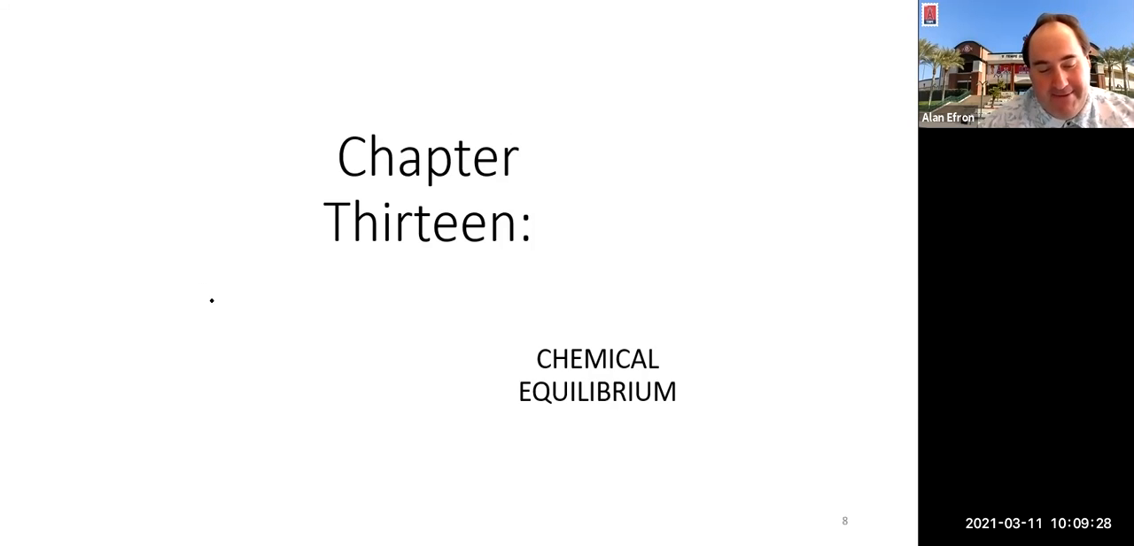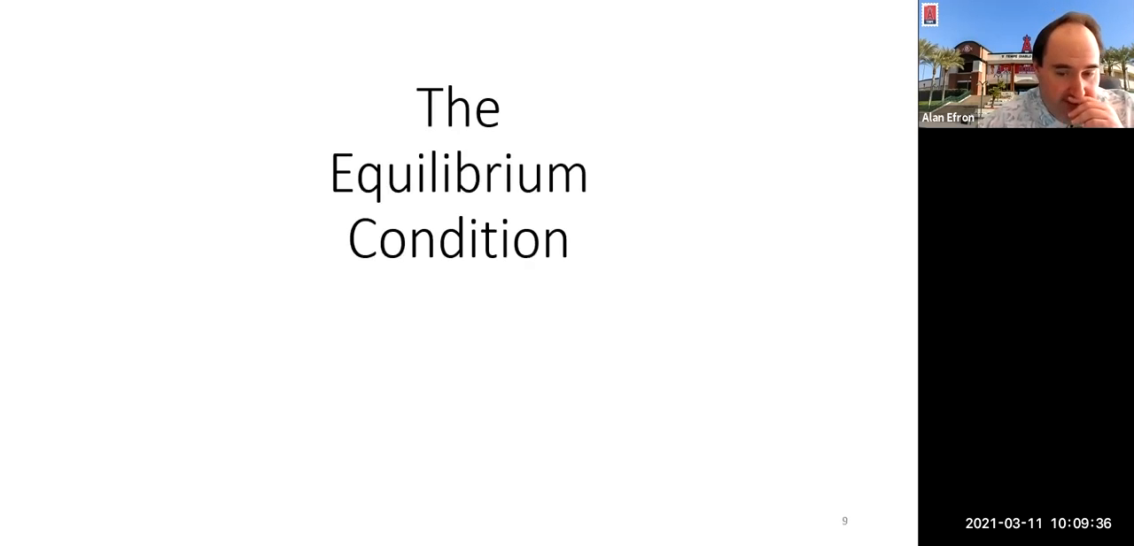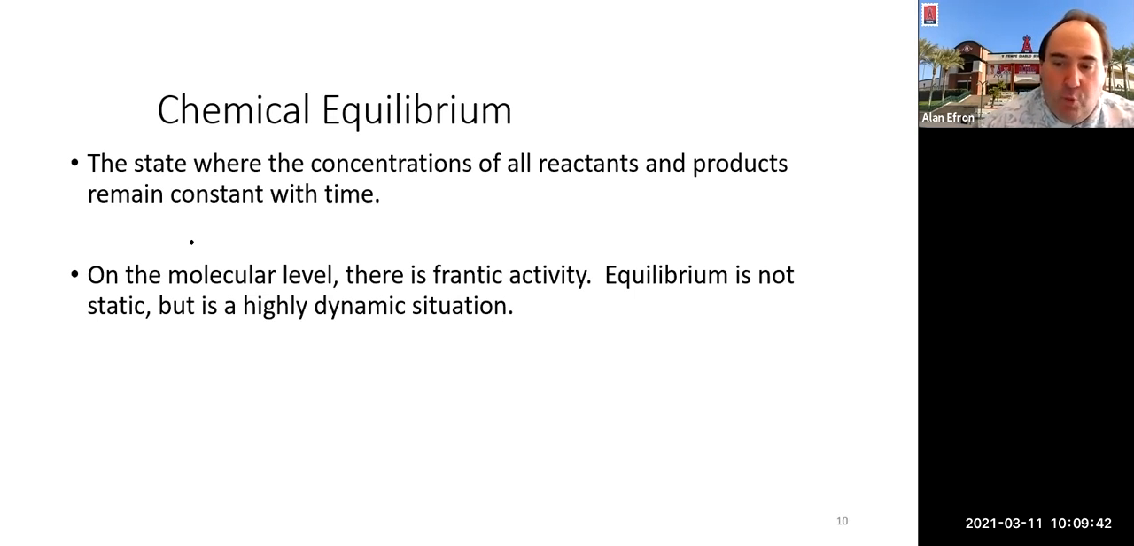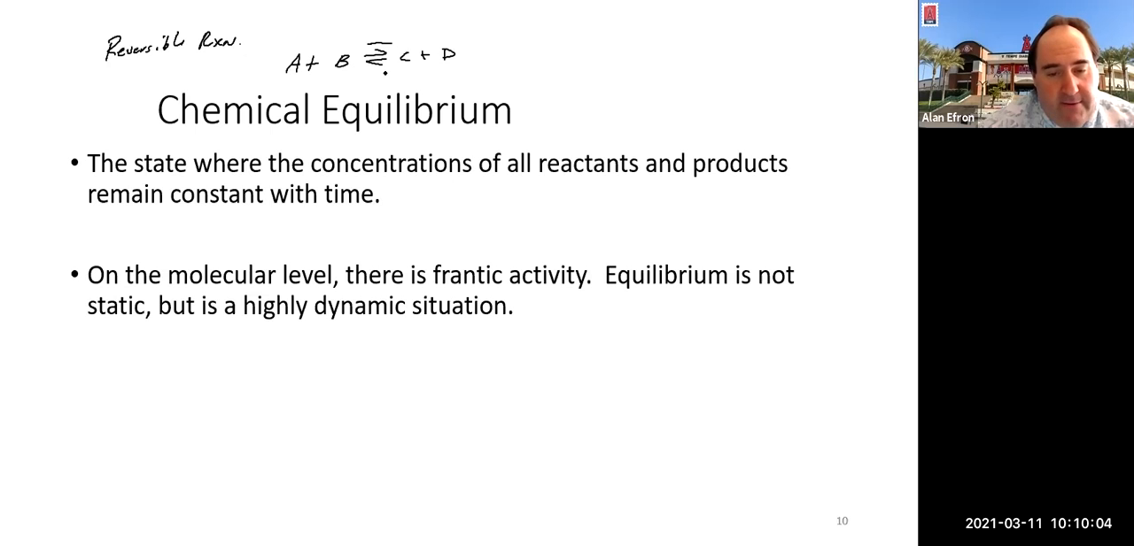So let's talk about chemical equilibrium, and let's get into it. There we go. All right. When we think about the equilibrium condition, it really does involve a certain type of reaction, and these are reversible reactions. You're probably familiar with reversible reactions. They can be identified by those arrows there, arrows heading in both directions.